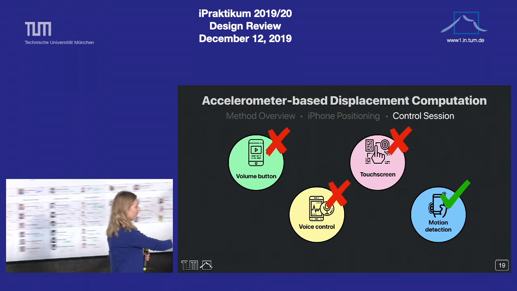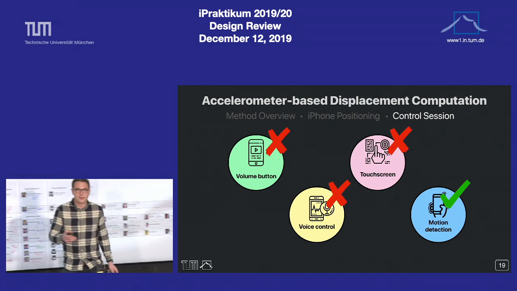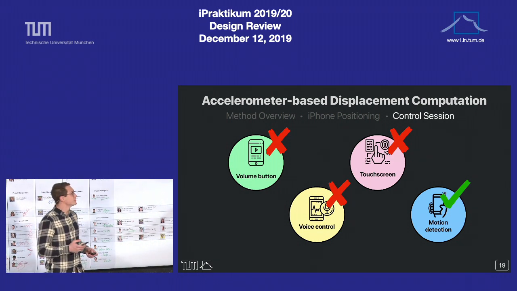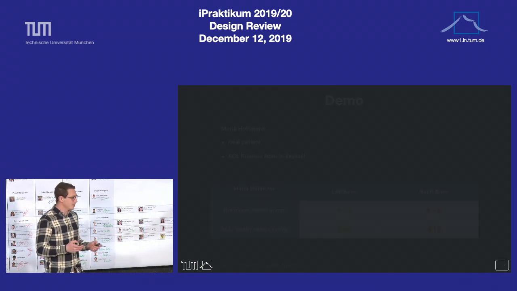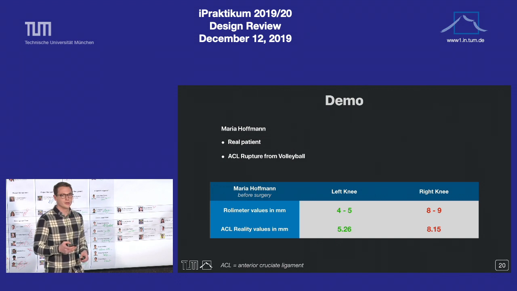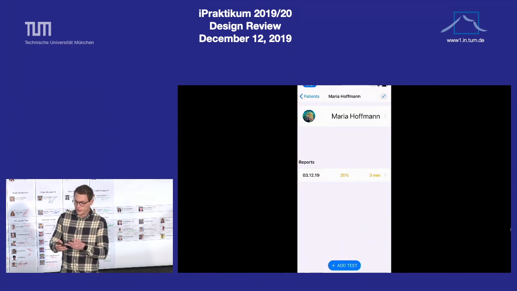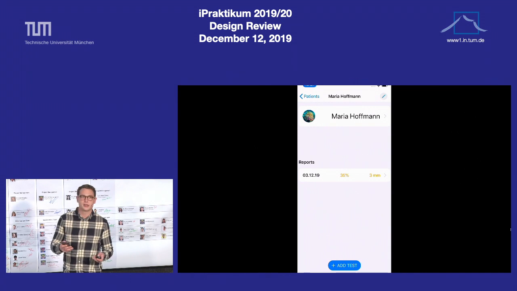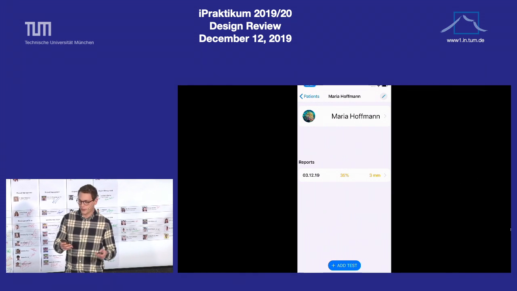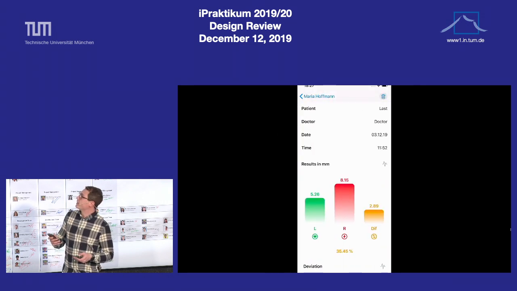Thank you very much, Annalena. Before we dive into the demo, I would like to mention that we're showing you now real patient data, which we acquired during our trip to Cologne, using the augmented reality approach. So as the doctor opens the app here, he finds a list of all his patients. And if we dive into Maria here, for example, we see her information, and below that, a list of all the reports the doctor has taken with her.